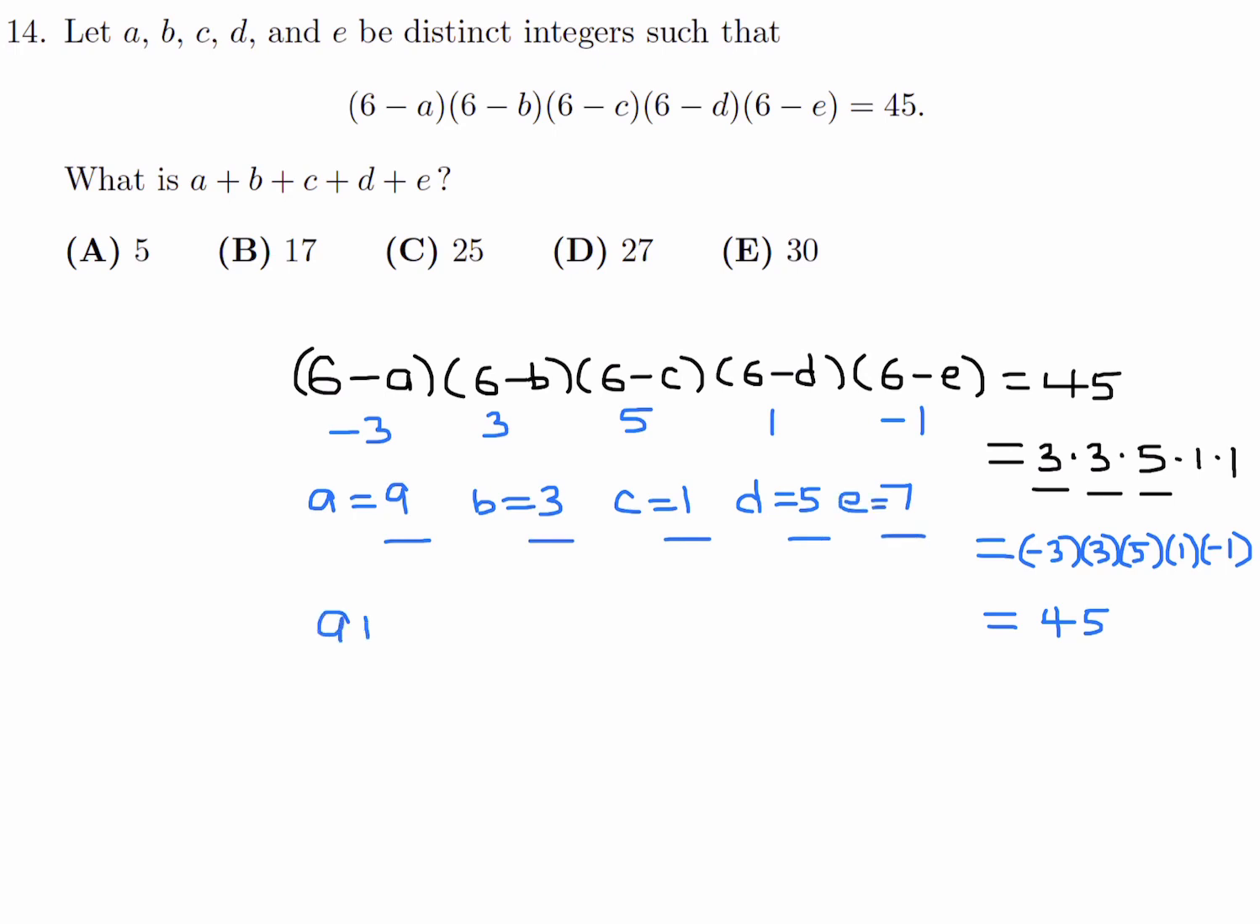Now we have to find their sum. So their sum will be 9 plus 3 plus 1 plus 5 plus 7. And that is 12 plus 13, 13 plus 5, 18, 18, 25. There we go. So number 14, the answer is C.